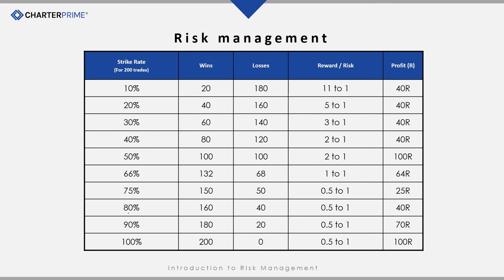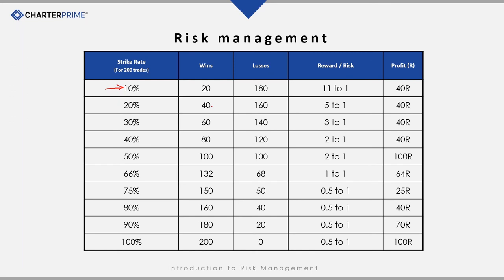Those percentages are then represented in the win and the loss column. So these are profitable trades, these are losing trades. Therefore, for the 10% row here, that means for 200 trades, 20 of those trades were profitable and 180 of those were losing trades.